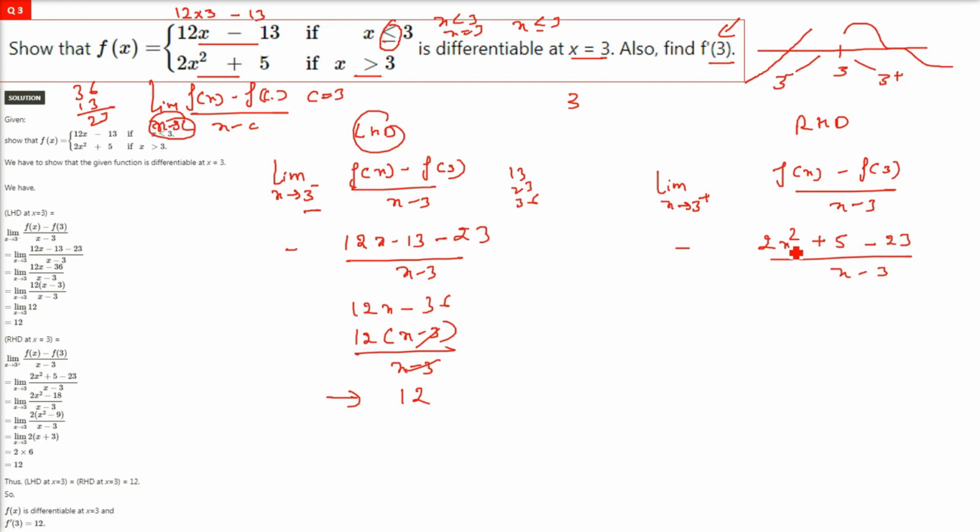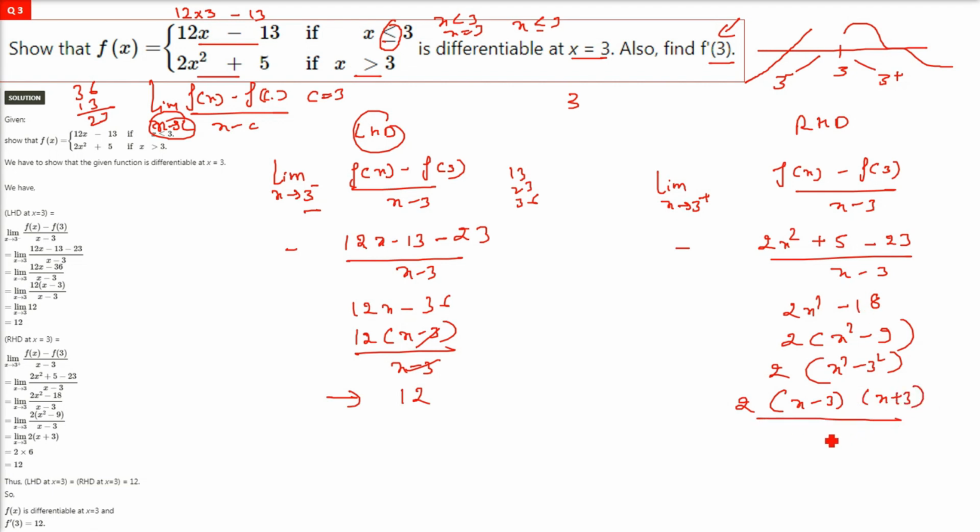Now coming to the right hand derivative, what do you see here? This 5 minus 23 is negative 18. 2x square minus 18, just take 2 common, x square minus 9 it will be. And divided by x minus 3. So this x square minus 9 can be written as x square minus 3 square. You can use a square minus b square formula as a minus b, a plus b. So it will be x minus 3, x plus 3. x minus 3 is already in the denominator. You can just cancel these two out. 2 into x plus 3, it will be there.